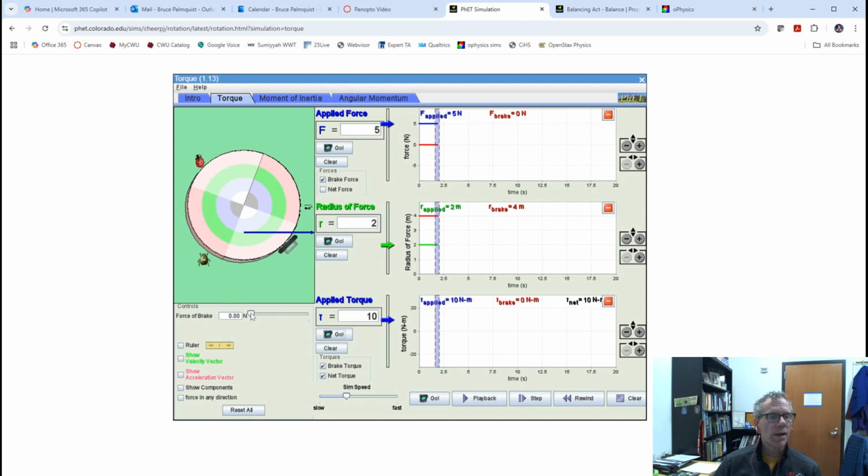All right, so one more. Let's this time apply a brake. So this time the brake is going to be applied 4 meters out with a force of 1 Newton.